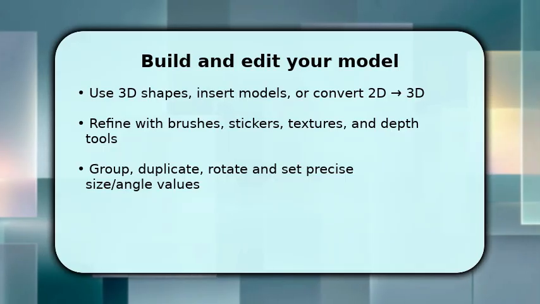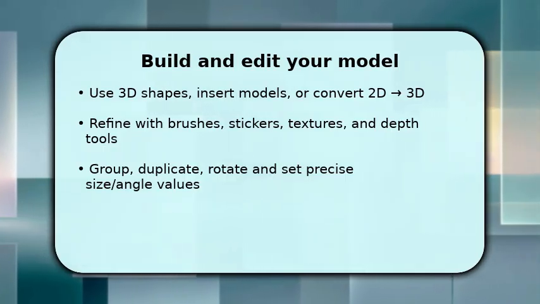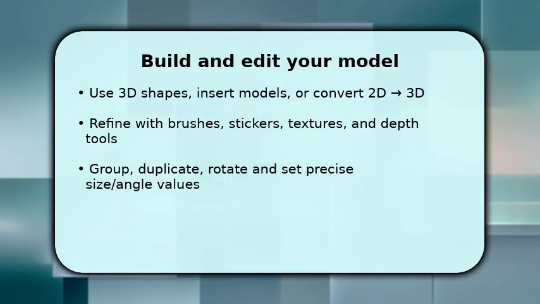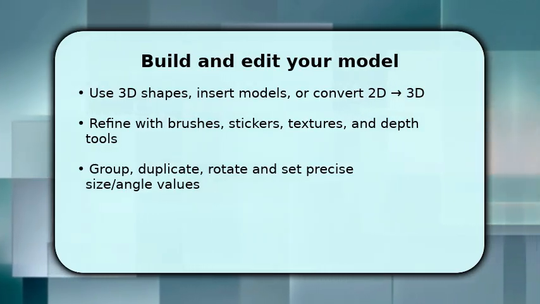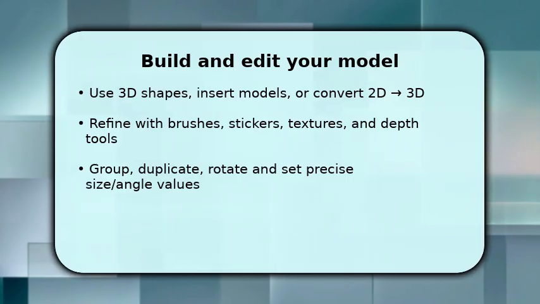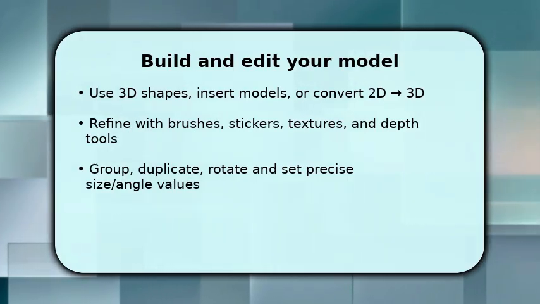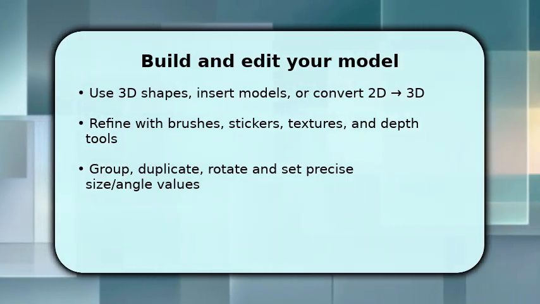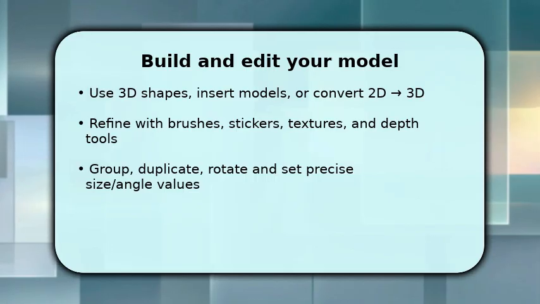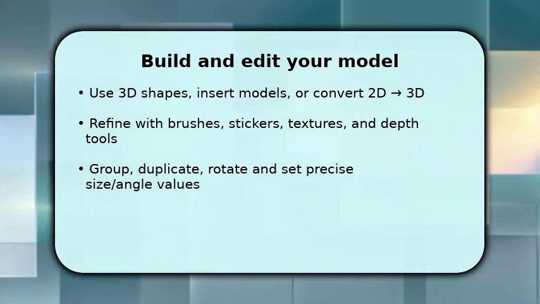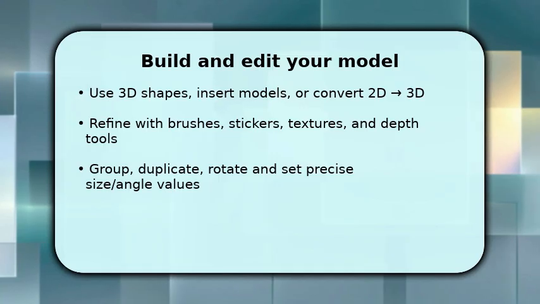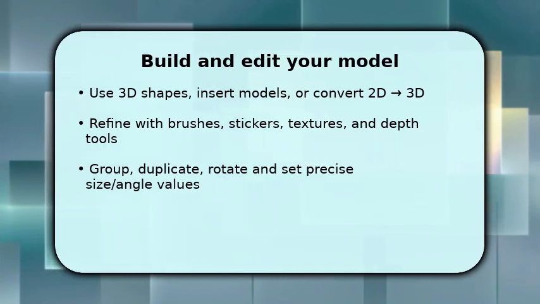Now you'll construct the scene. Insert 3D shapes or models and convert 2D doodles into simple 3D objects so they gain volume. Once placed, refine edges with brushes and add stickers or textures to convey material. This is why lighting and textures matter for realism. Use the selection cube to rotate, scale, or set exact dimensions. Group objects to move complex assemblies.